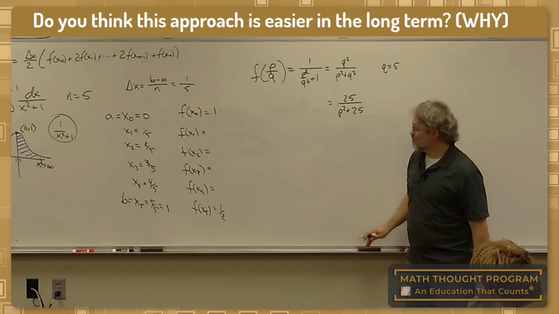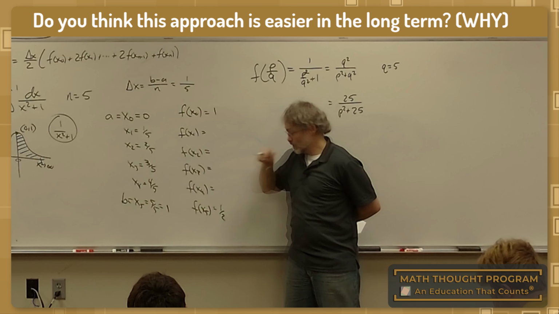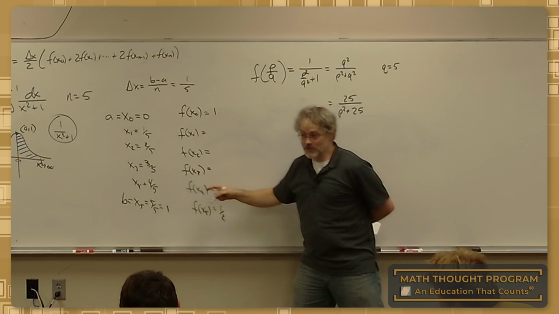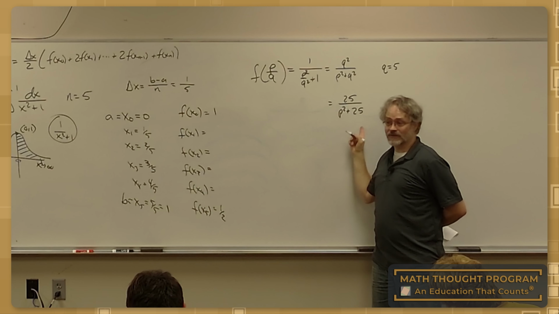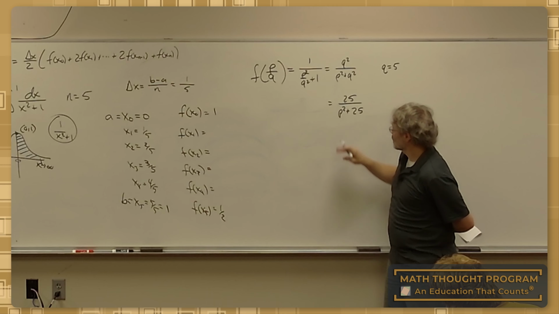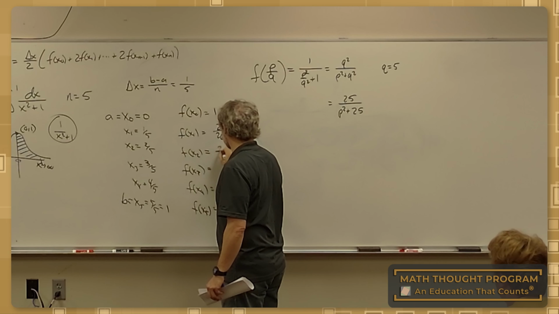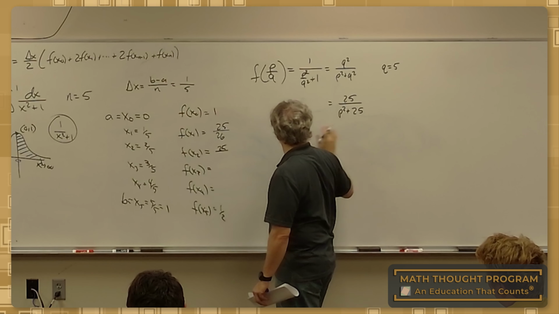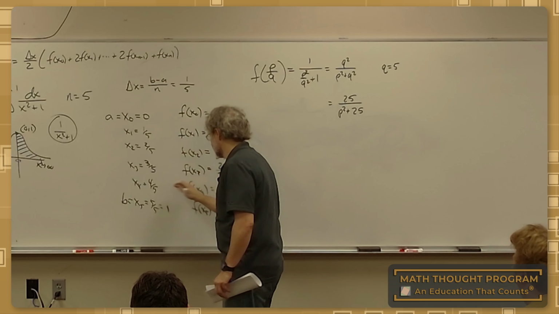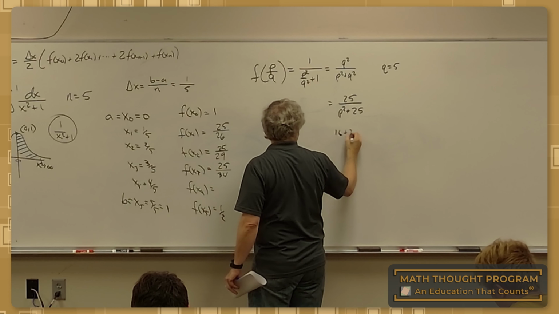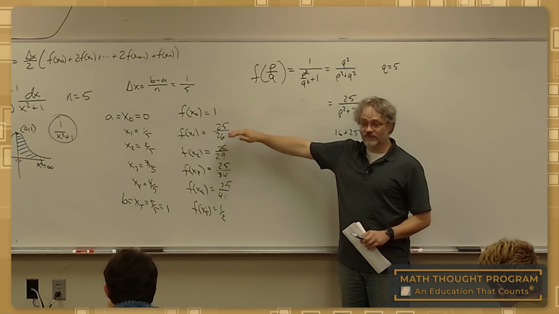So here's my question. Would you prefer to take a fifth, plug it into the function, then take 2/5, plug it into your function, or would you prefer to just do it once and for all? I prefer this route. It's easier. So what we're going to have here is 25 over 26. 25, take 2, square it. We're going to have 29. Take 3, square it. Take 4, square it. 16, 25, 30.